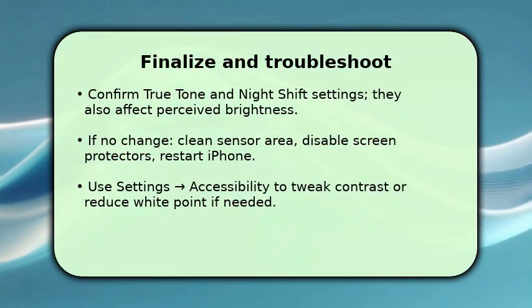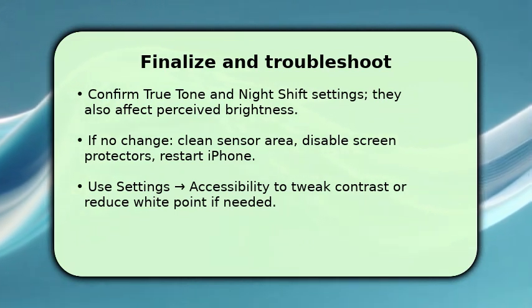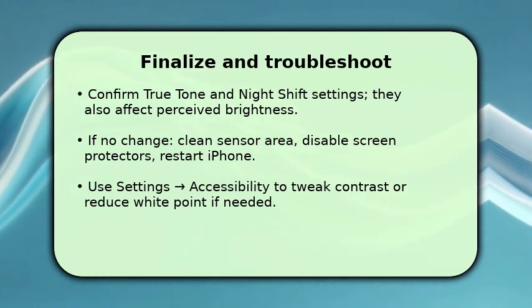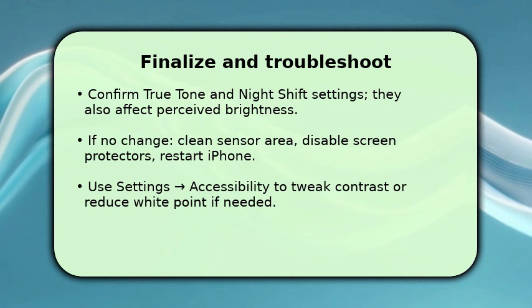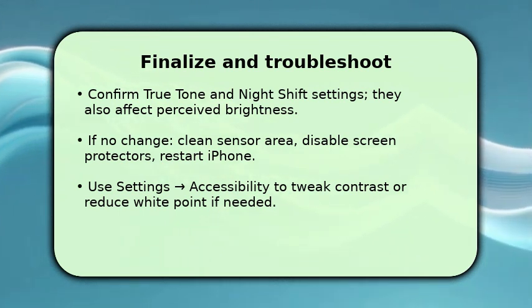True Tone and Night Shift change color and brightness perception, so make sure they're set as you prefer. If auto brightness seems unresponsive, clean the sensor area near the front camera, remove any obstructing case or protector, and restart the phone. That fixes most sensor glitches.